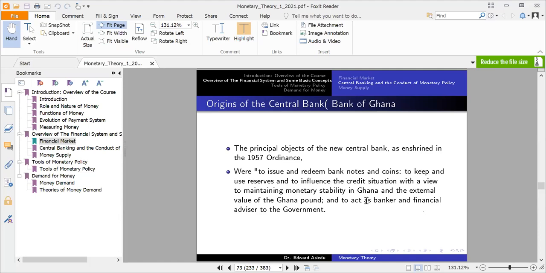In Ghana, and the external value of the Ghana pound. At the time, we had the Ghana pound. So bad news is that we have the Ghana cedi now.